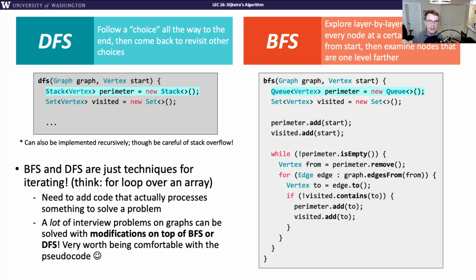Now, one thing to highlight is that DFS and BFS are just techniques for iterating. Think of them like a for loop over an array versus a while loop over the array. They're both just techniques to iterate. You can use them in different contexts to solve different problems. So a lot of times when you're trying to solve a graph problem, it will just involve using some modification of DFS or BFS to solve the problem at hand.